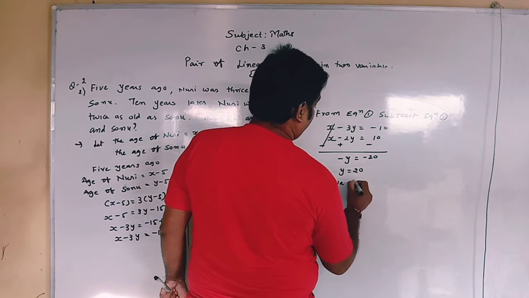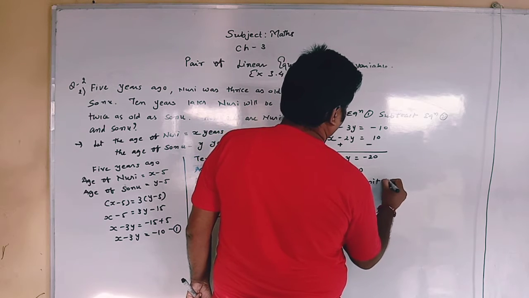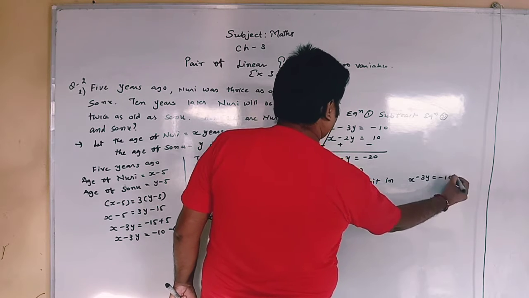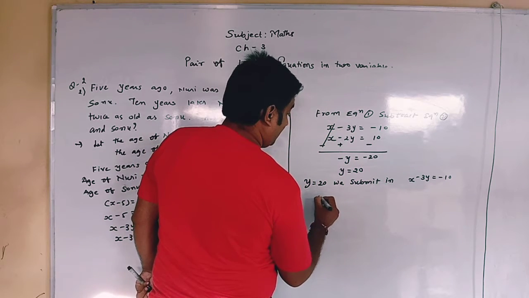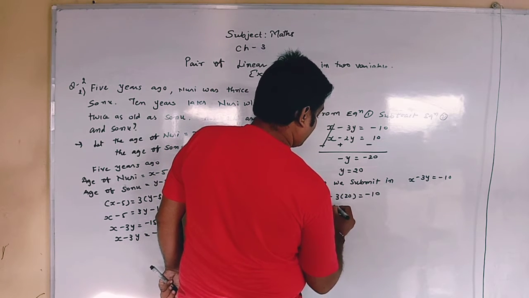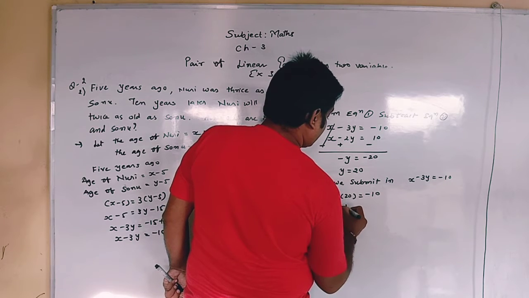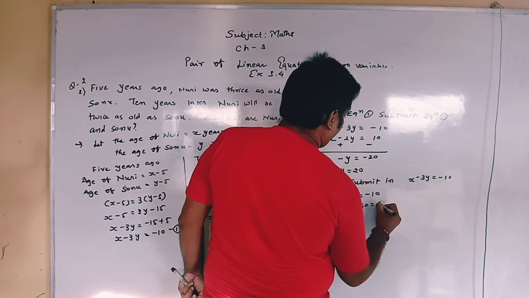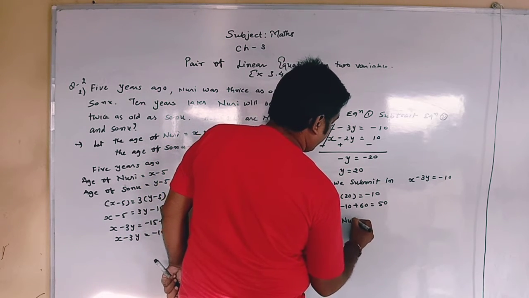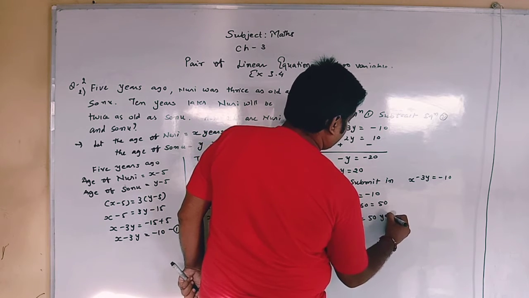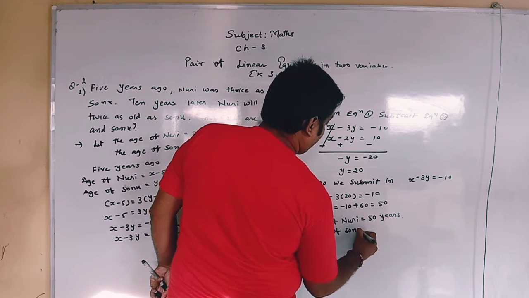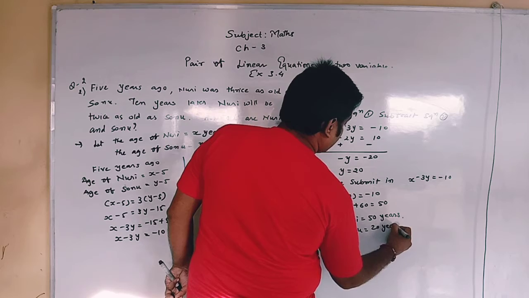Now y equals 20. We substitute in x minus 3y equals minus 10. Then we get x minus 3 into 20 equals minus 10. So x equals minus 10 plus 60, which will be 50. And so the age of Nuri equals 50 years, and the age of Sonu equals 20 years.